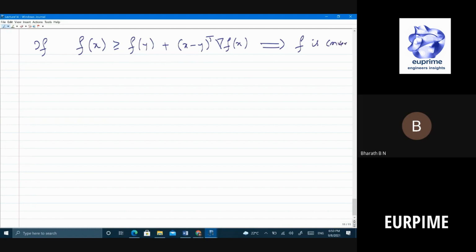Okay, now can somebody tell me the idea? So what should we do? We should prove that this is convex, right? How do you prove that this is convex? How do you prove that this thing is convex?